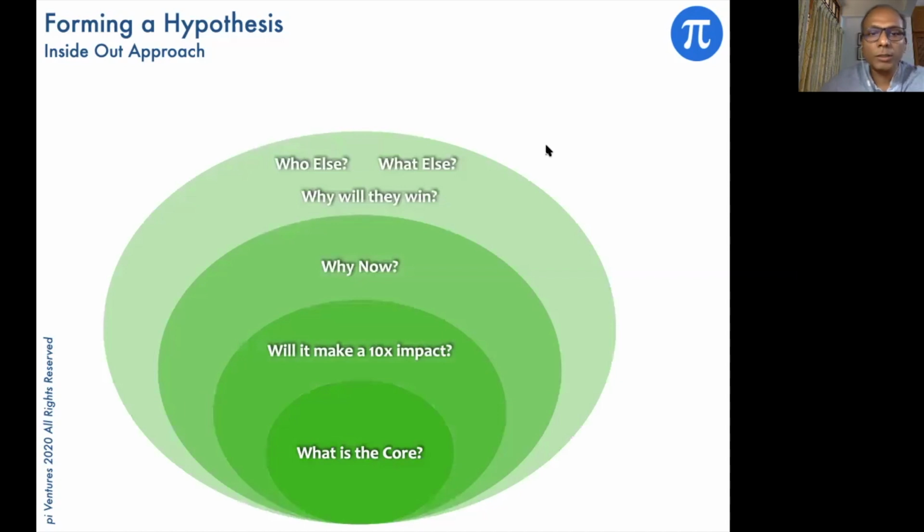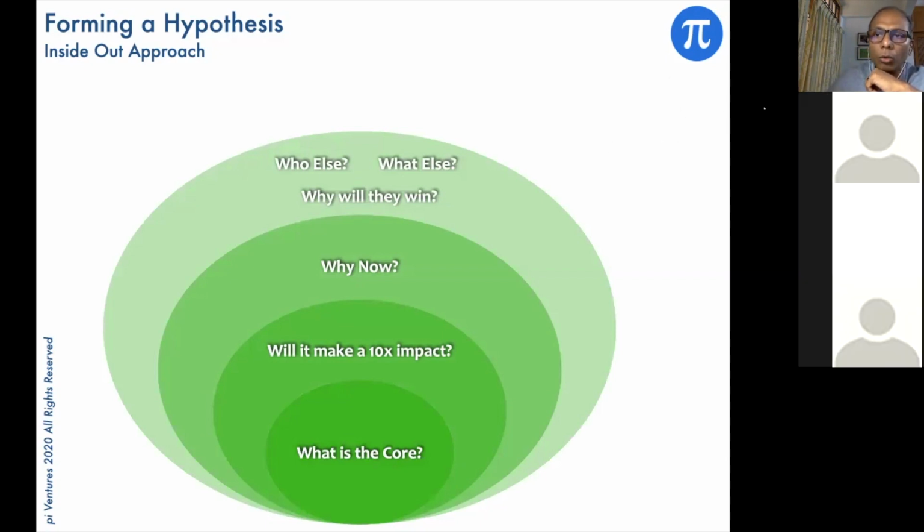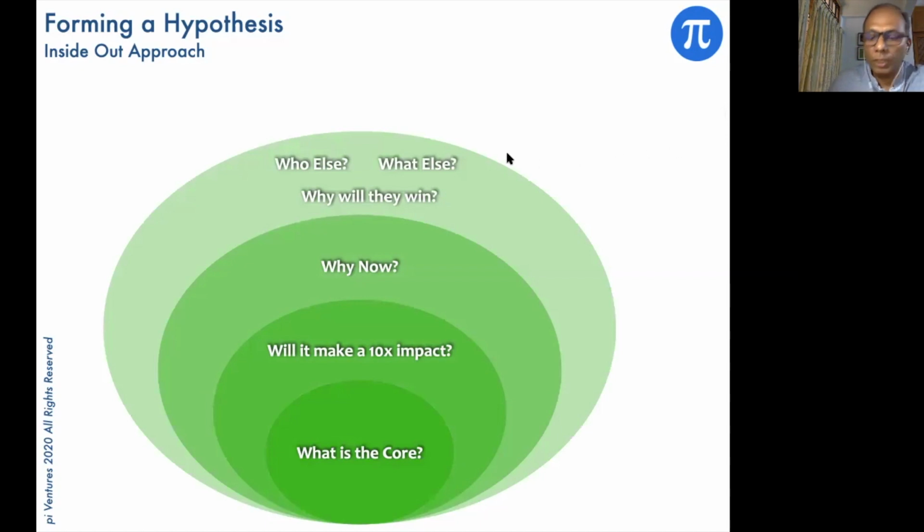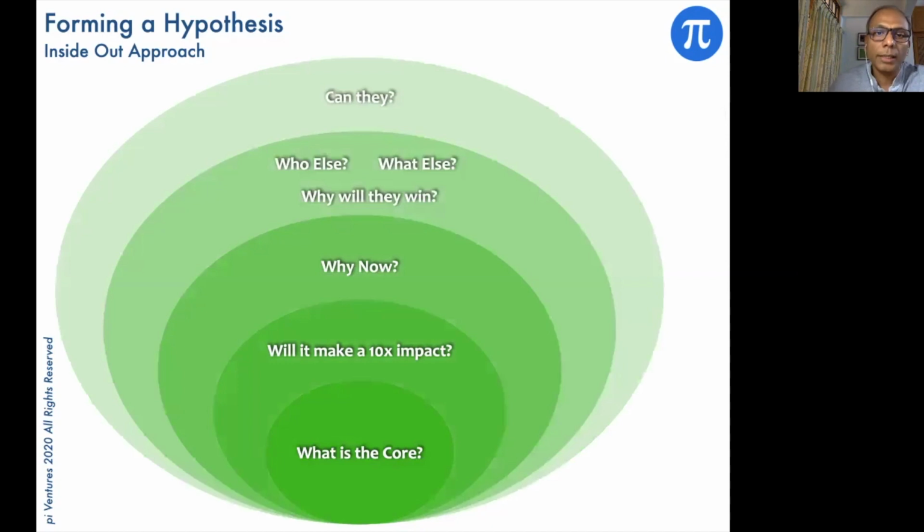The fourth question is, who else, what else, why will they win, right? So it's more of a look at competition: who else is doing it, what else are the alternatives, what else can replace this or take over from this, and why will they win, right? So that would be, what is the unique thing about this venture, this tech, that will help them win the market. And the last question is, can they? So is this team capable? Is it feasible? And all those kinds of questions.